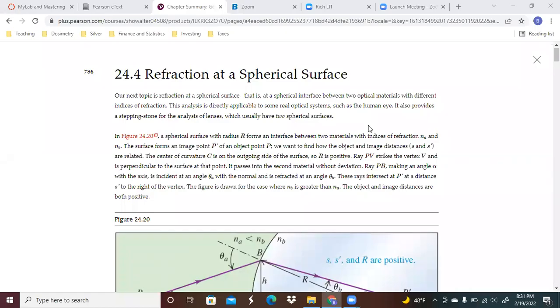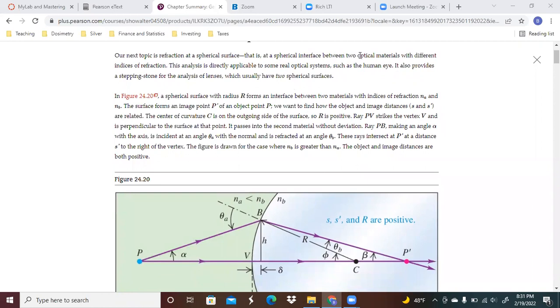Okay, so here we're going to look at both sections 24.4 as well as 24.5. Now we're going to look at a spherical surface and we're going to look at refraction, in other words, at a spherical interface between two optical materials with two different indices of refraction. This is directly applicable to some real optic systems, just like the human eye. It's also a stepping stone for analysis of lenses, which usually have two spherical surfaces.